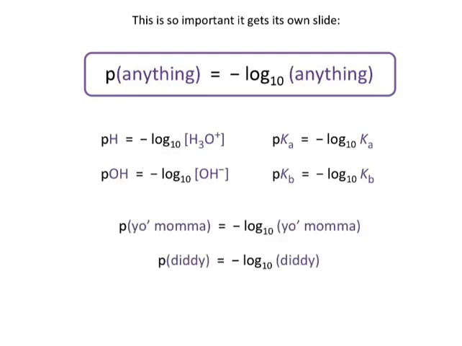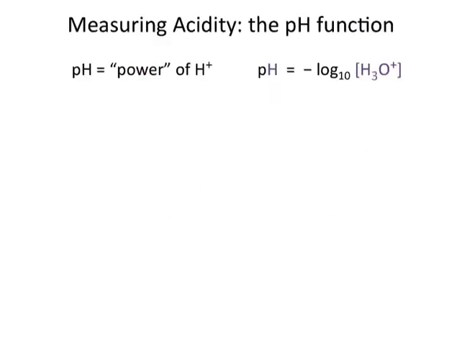You can have P yo mama is the negative log base 10 of yo mama, or for those into rap, you can have P Diddy, which would be the negative log base 10 of Diddy. But it's just Diddy now, because the P was getting in between him and his fans. Then maybe he changed his name again, and who knows. All right, so we're back here.